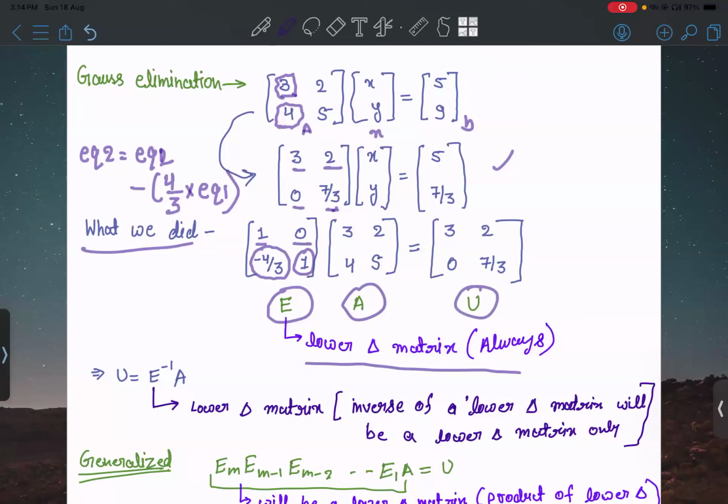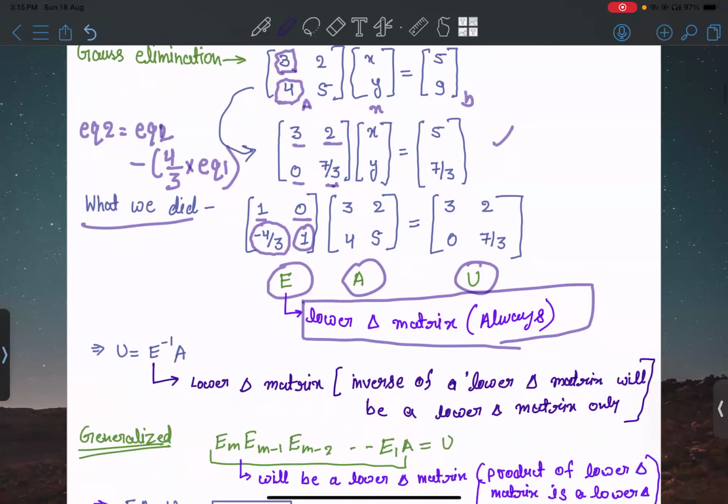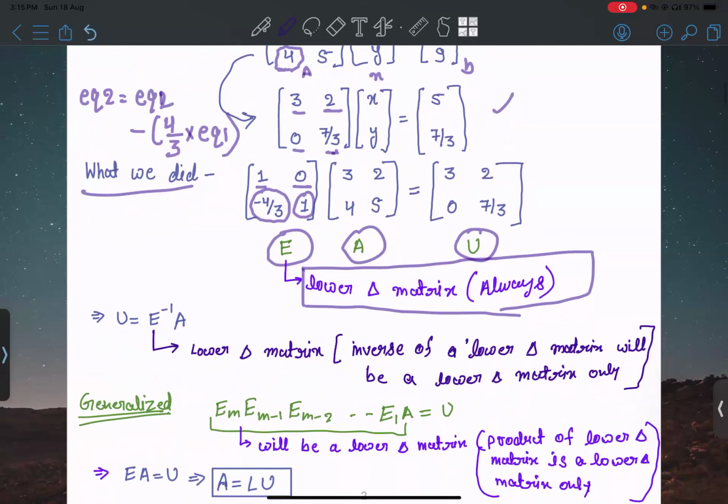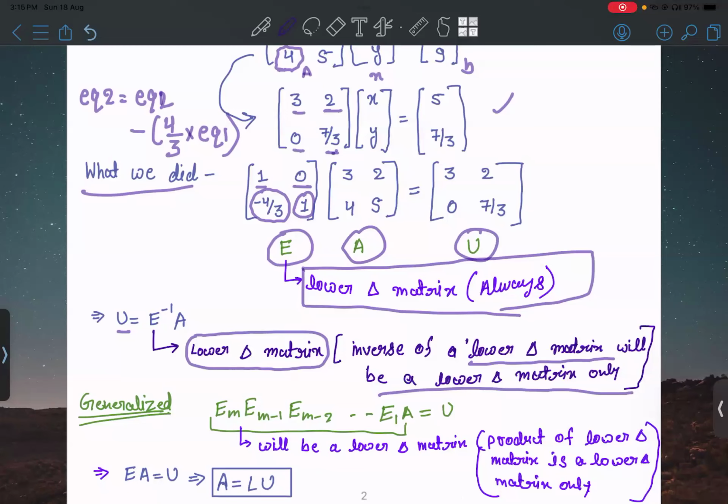By seeing this, we can see that this E is a lower triangular matrix, and this will always come out as a lower triangular matrix. You can try other cases also. So what is our U here? U is E inverse A. This E inverse will also be a lower triangular matrix. This is a corollary that the inverse of a lower triangular matrix will always be a lower triangular matrix. The instructor has proved this in the lectures also; you can go and see that.